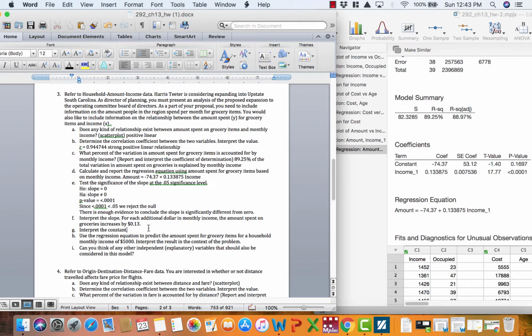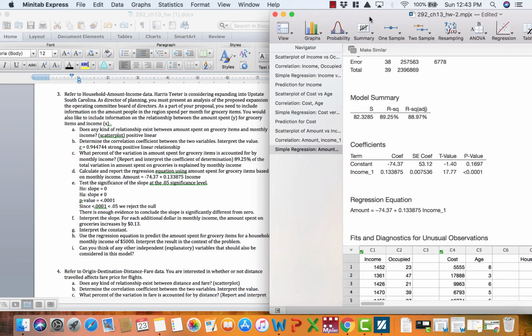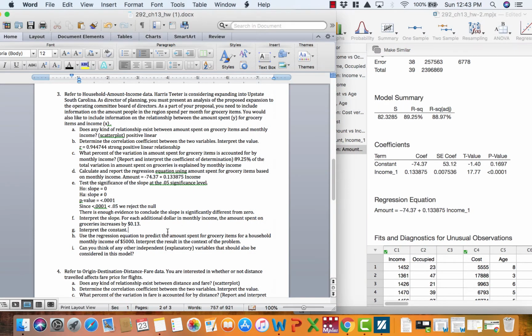All right, interpret the constant. Well, we go to our coefficients table and we look, and constant has a p-value of 0.1697. That is not significant. That's bigger than 0.05. And so what we want to say here is, hey, the constant should be interpreted as 0. So when it comes to interpret the constant, we say we do not because it is not significant. All right.